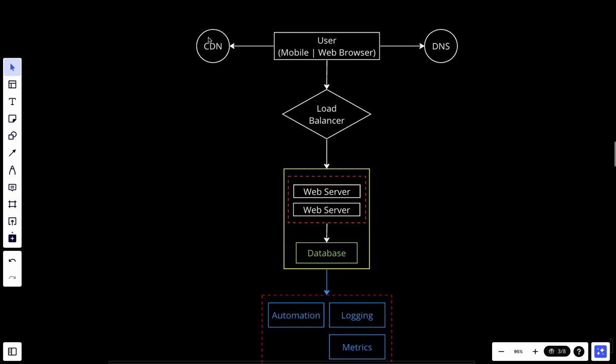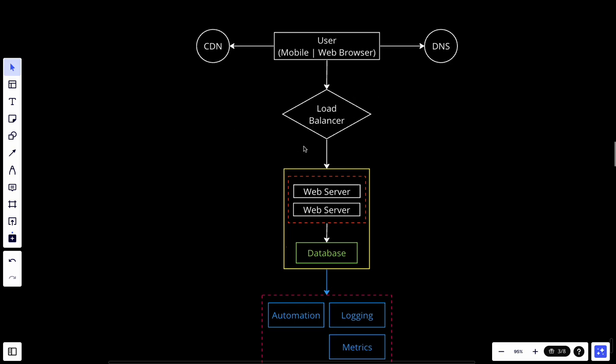We have the CDN here. The CDN is a content delivery network, and its purpose is to deliver the static assets faster to the user to improve the user experience. We have the DNS, the domain name system, and its purpose is to transform human-friendly readable domain names to IP addresses. For example, we transform google.com or youtube.com to the IP address of the actual load balancer.